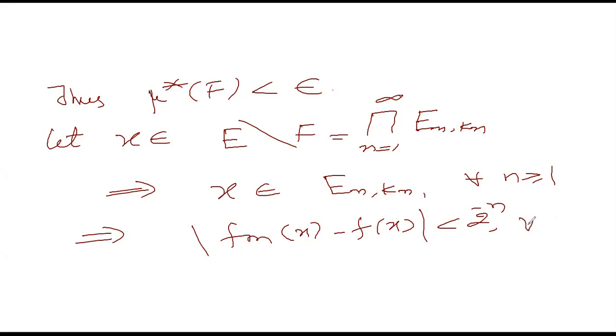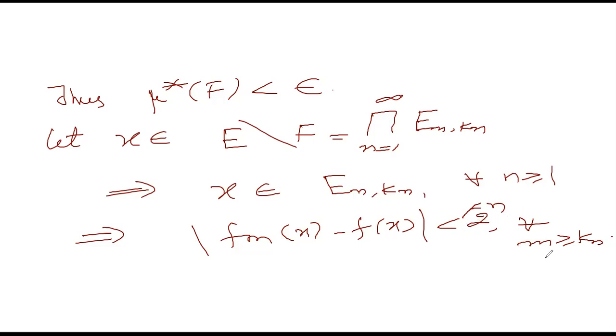This holds for all m greater or equal to k. So this proves fm converges to f uniformly. For each positive epsilon, I can choose n sufficiently large such that 2^(-n) is less than epsilon, so that |fm(x) - f(x)| will be less than epsilon.